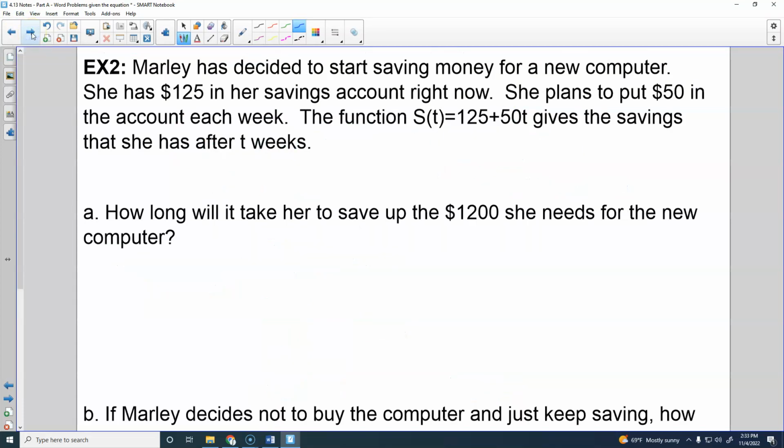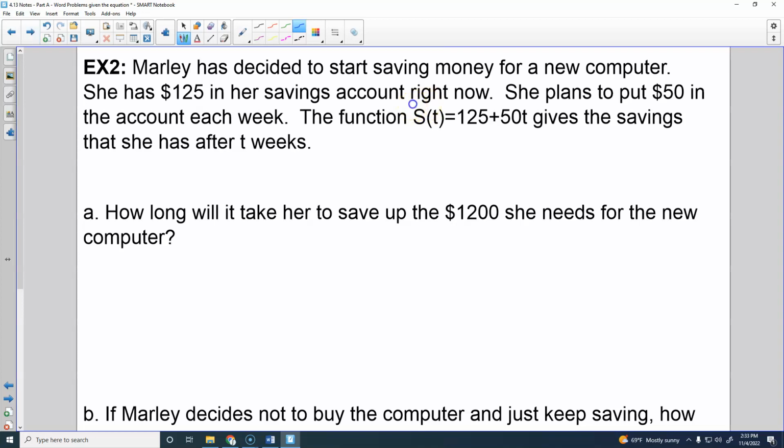All right, here's another situation for us. Marley has decided to start saving money for a new computer. She has $125 in her savings account right now. She plans to put $50 in the account each week. The function S of T equals 125 plus 50T gives the savings that she has after T weeks. How long will it take her to save up the $1,200 she needs for the new computer?